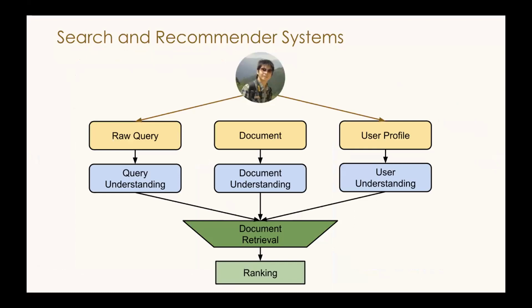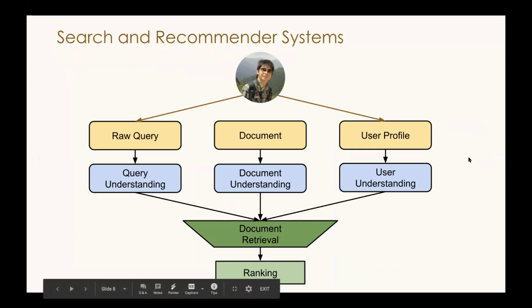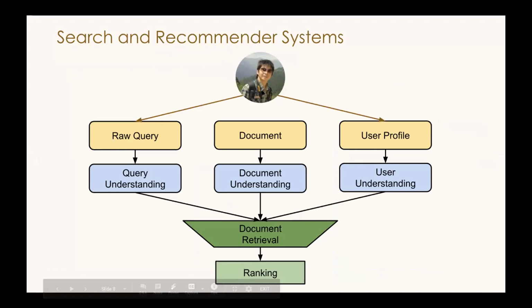Now, with all this information together, we can merge them, and we can represent search or recommender system with this unified high-level structure. On top of that, there is information from the user, either the raw query or user profile, or sometimes both in search systems. And there are also documents, usually generated by many other users. For each of the components, we want to do understanding, from query understanding to user understanding to document understanding. And then we do document retrieval.